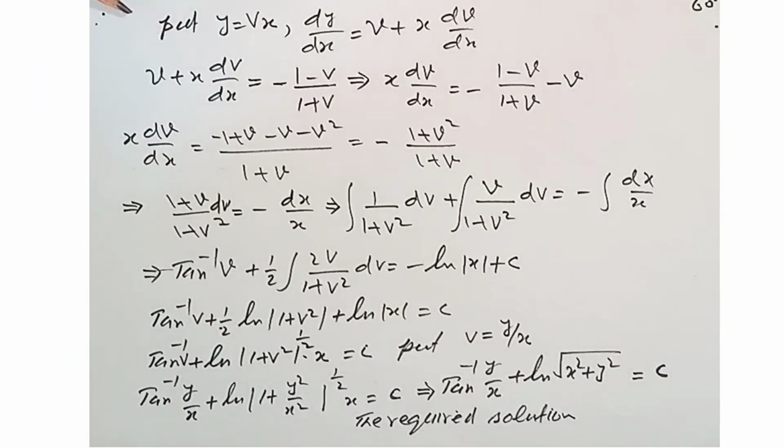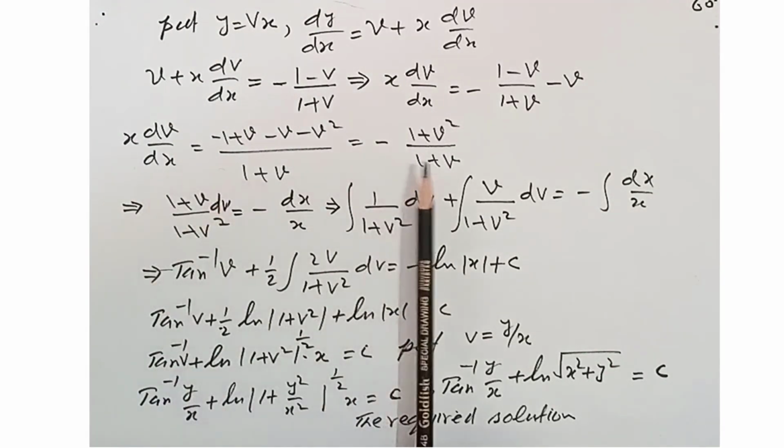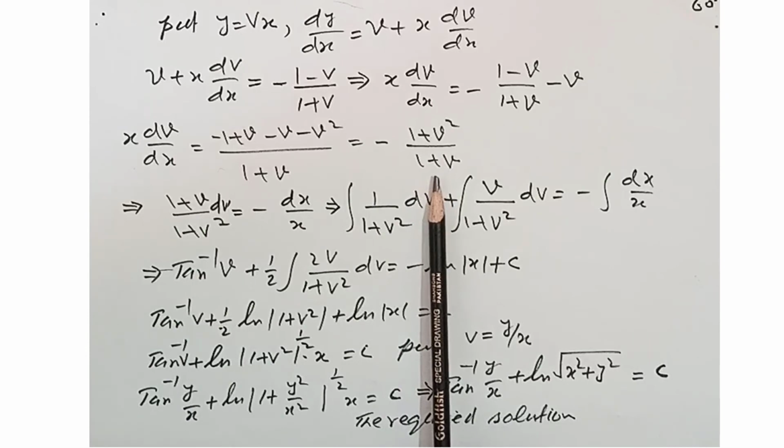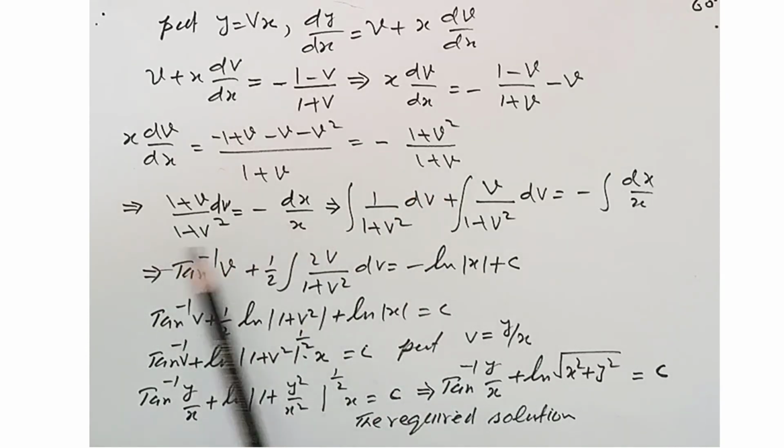Now to solve the homogeneous equation, we put y equal to vx and dy by dx equal to v plus x into dv by dx. Now this can be written as v plus x dv by dx equal to minus (1 minus v) divided by (1 plus v). In place of y by x we put v, and in place of dy by dx we put v plus x dv by dx, and this is equal to (minus 1 minus v) by (1 plus v) and minus v. After simplification we have x dv by dx equal to minus (1 plus v square) over (1 plus v). Now the variables have been separated here by cross multiplication.